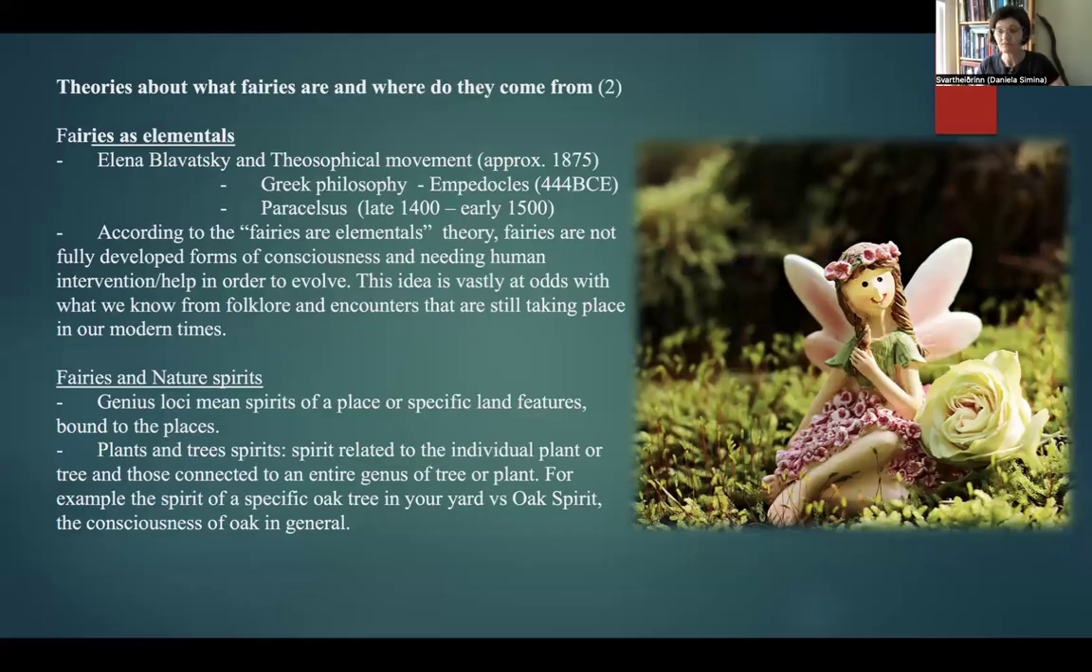Now, this idea is vastly at odds with what we know from folklore, hundreds of years of recorded folklore, and encounters that are still taking place in our modern times, where people have experiences with fairies that are vastly, vastly different than this not defined state of existence, not fully formed consciousness, depending on humans.